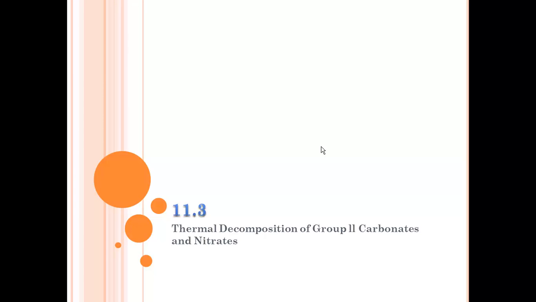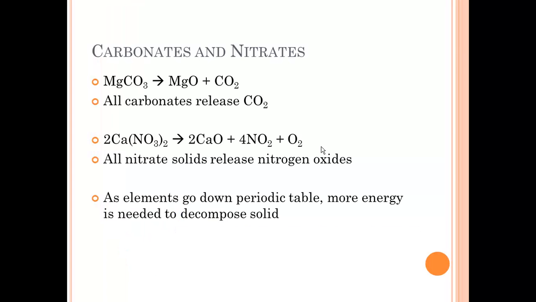Alright, 11.3, thermal decomposition of carbonates and nitrates. All carbonates, if they are decomposed, make CO2, and all nitrate solids release nitrogen oxide, NO or NO2. As the elements go down the periodic table, more energy is needed to decompose the solid. That is because there are stronger ionic bonds between the ions of metals. So as you go down, there's a stronger ionic bond with calcium compared to magnesium.